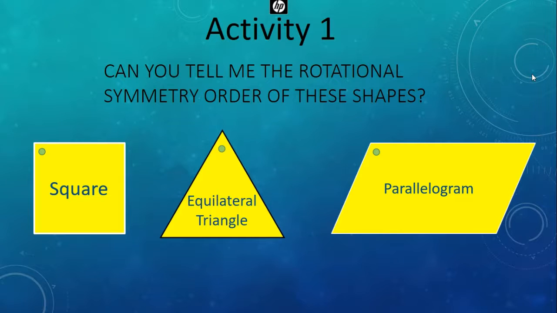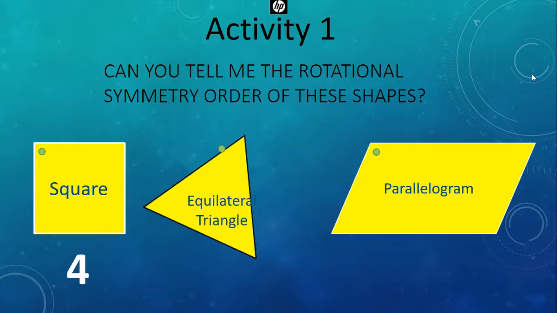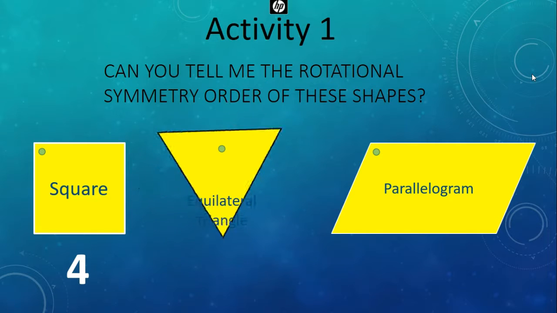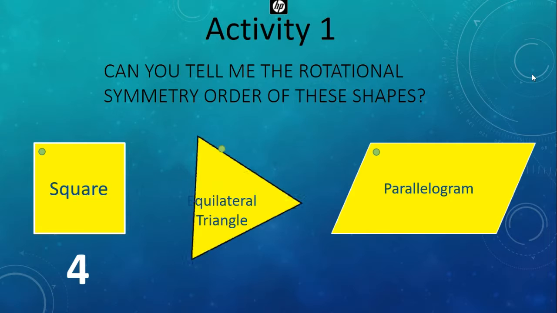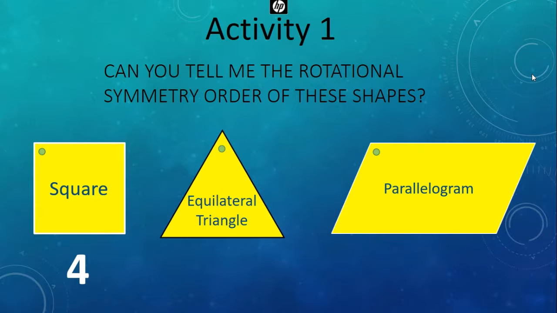Equilateral triangle. 1, 2, 3. Now the computer won't quite let me turn it round as if my pin is right in the middle of the shape, but you can imagine if you turned it round it would fit exactly on top of each other. It's just the computer won't let me do that.